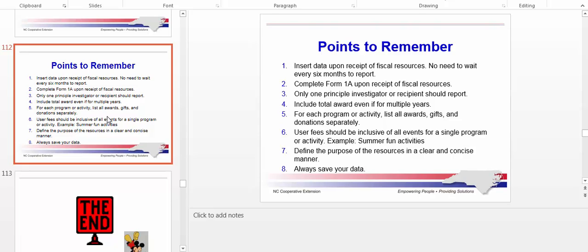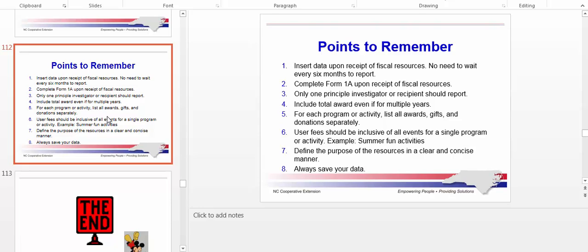Points to remember on this area is to make sure you insert your data upon receipt of physical resources. Don't wait every 6 months to report. We do an annual Form 1A, which shows all grants received during a calendar year, which goes from July 1st of the year previous to June 30th of the year that we're in. And so if you get a grant, it's a good idea to fill out Form 1A, get it signed by the county, put it in the file, and be ready to turn in come July next year.